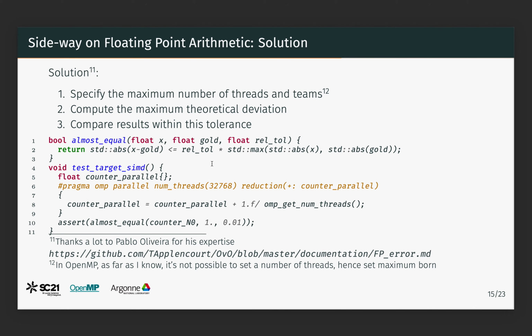So this is real code generated by OvO, or directly in the repo, where I specify the thread limit to a big number. I think I chose 32k because if you do the analysis for 32k, the biggest error you can have will be less than 1%. And it feels reasonable. And then you can do the traditional reduction or atomic, and you can compare counter 0, where here it should be equal to counter parallel, sorry, it's a typo, it should be counter parallel to 1 at 1% difference.